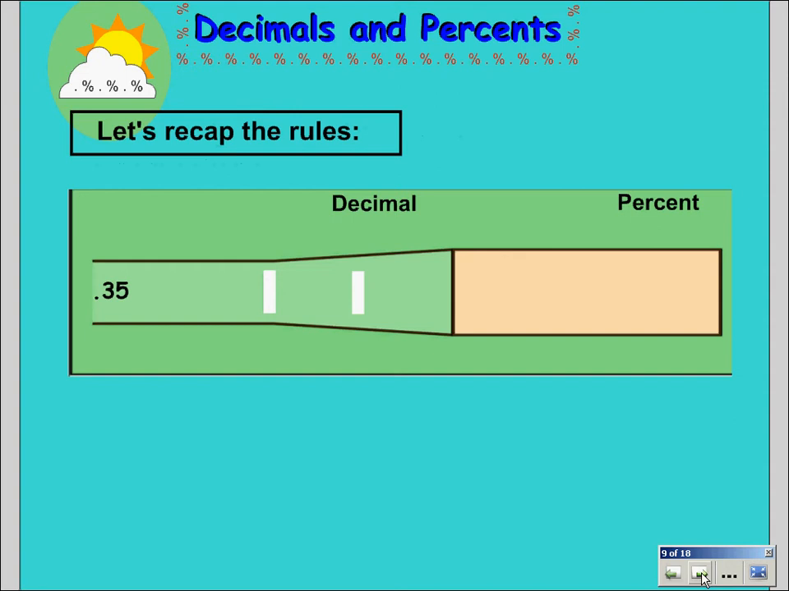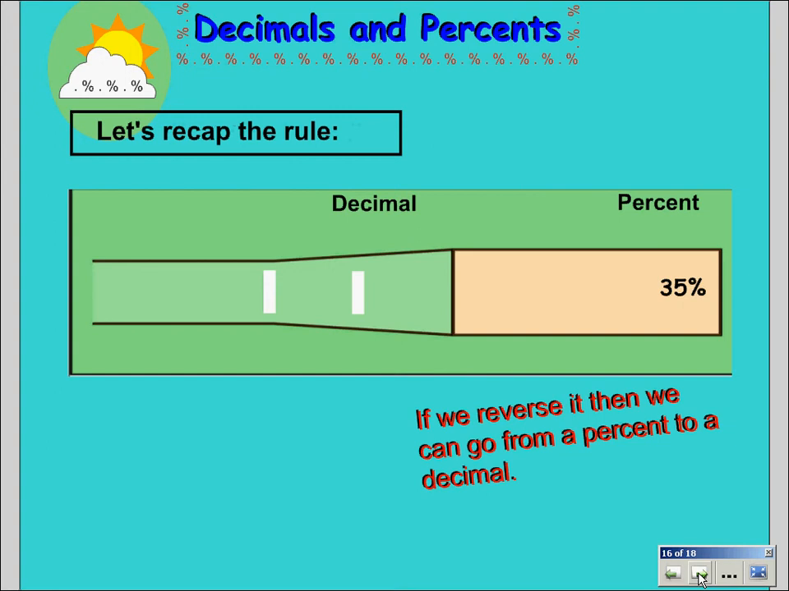It's kind of like a long jump progression, starting from the runway and moving over into the sand pit. If we were to start with our decimal 0.35 and begin our run, we would eventually end up at 35%, moving our decimal 2 places over to the right. And if we reverse this, we can go from a percent to a decimal, moving our decimal to the left.